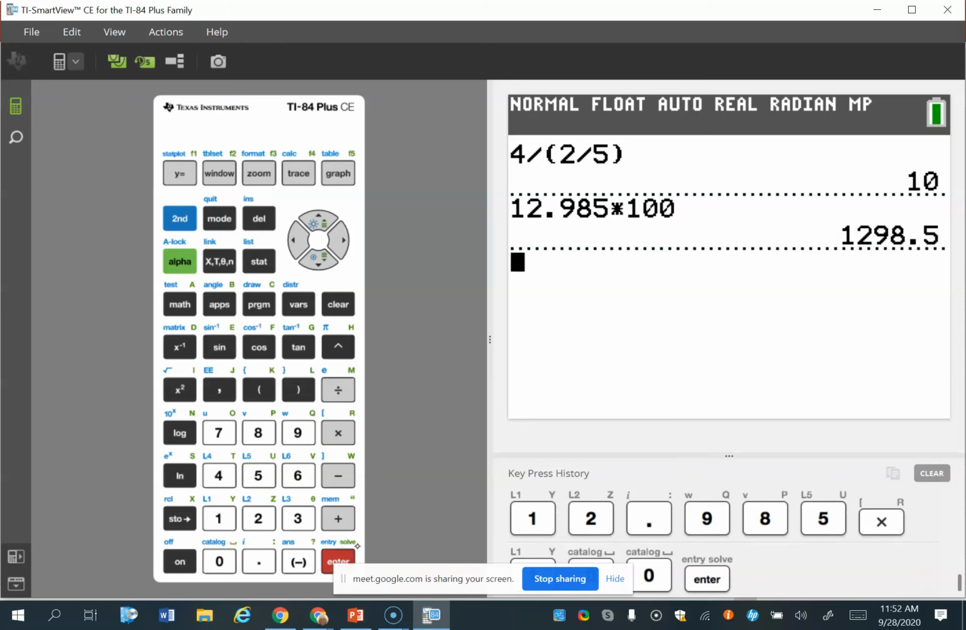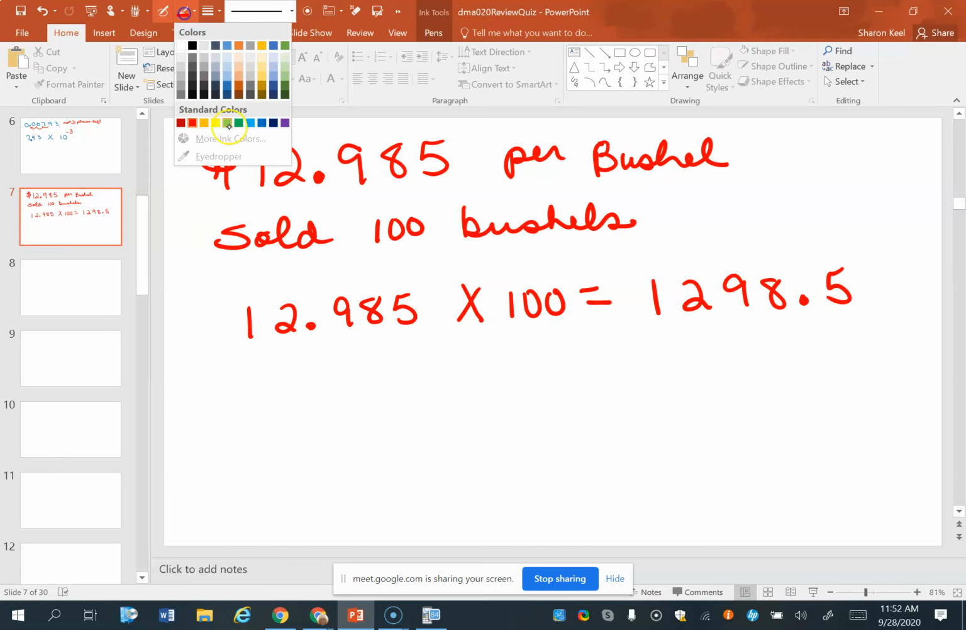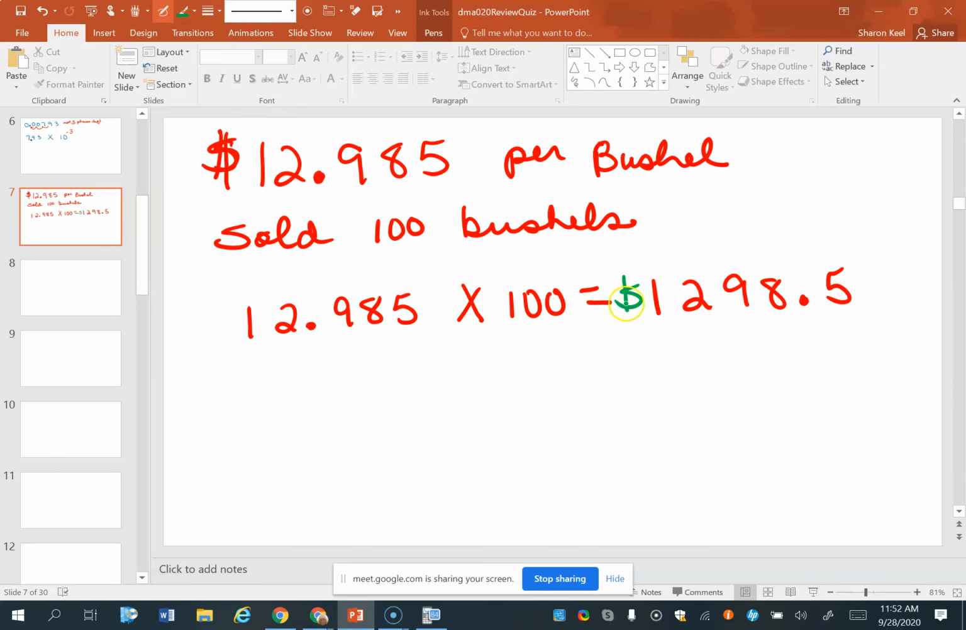Now, when we are dealing with money, we have 1,298 and 5/10. But since we're dealing with money, money always goes 2 decimal places. So it wouldn't just be 5, it would actually be 50 cents. So you'd want to add a 0 onto the end of your answer.